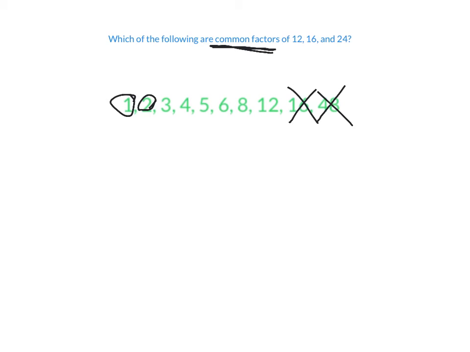I know that 3 will go into both 12 and 24. Fortunately, 3 does not go into 16, so that does not work. Will 4 go into 12? Yes. Will 4 go into 16? Yes. Will 4 go into 24? Yes. So that's all there. 5 will not go into 12, so I don't even have to check the rest of them.